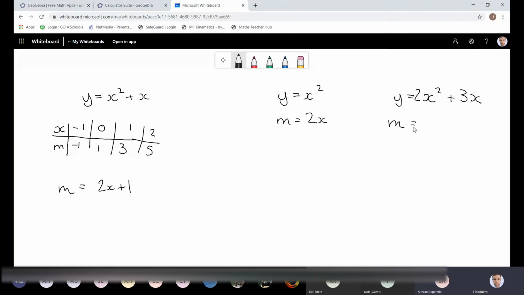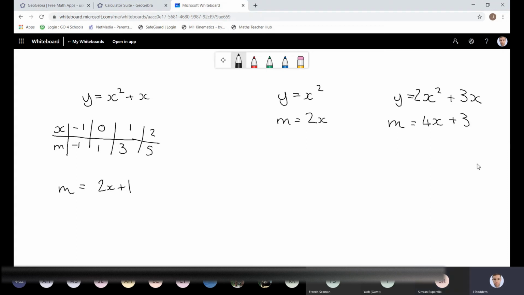Who was the first person who said 4x plus 3? I don't know, it might have been me. I thought it was a female voice. It was me. Simran. Okay, hello Simran.